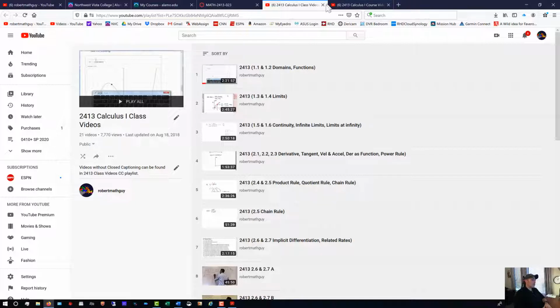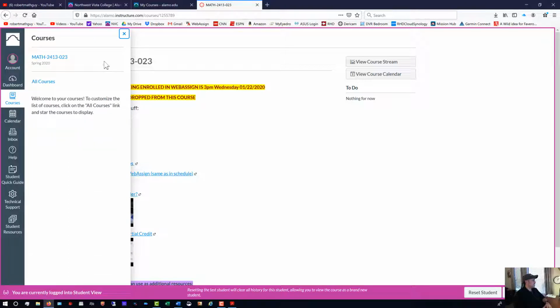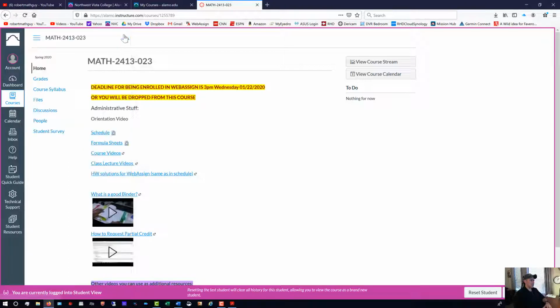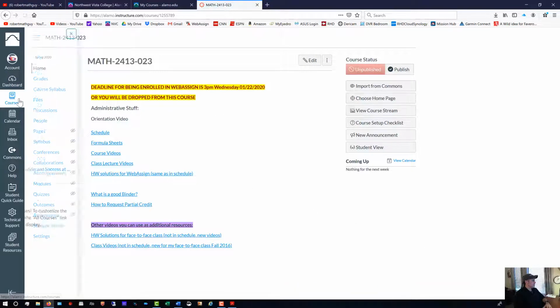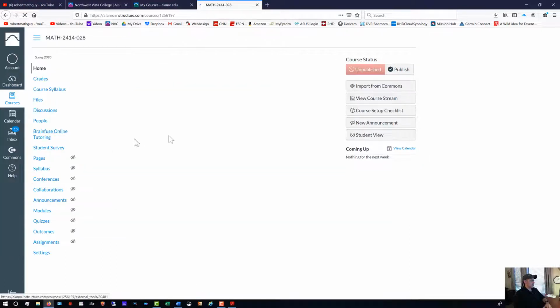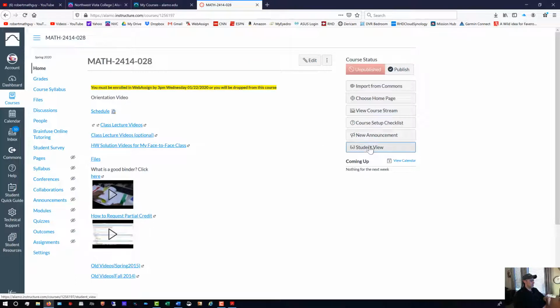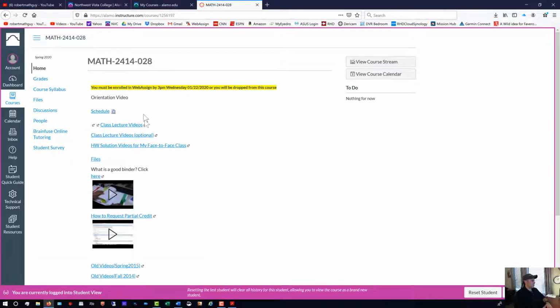For Cal 2 and Cal 3, it's a little bit different. Let me show you, but I have to leave the student view here. So for Cal 2 and 3, let me bring up Cal 2 here. Once I bring this up, it's going to look a lot like the other one did a second ago, so pretty much the same stuff.